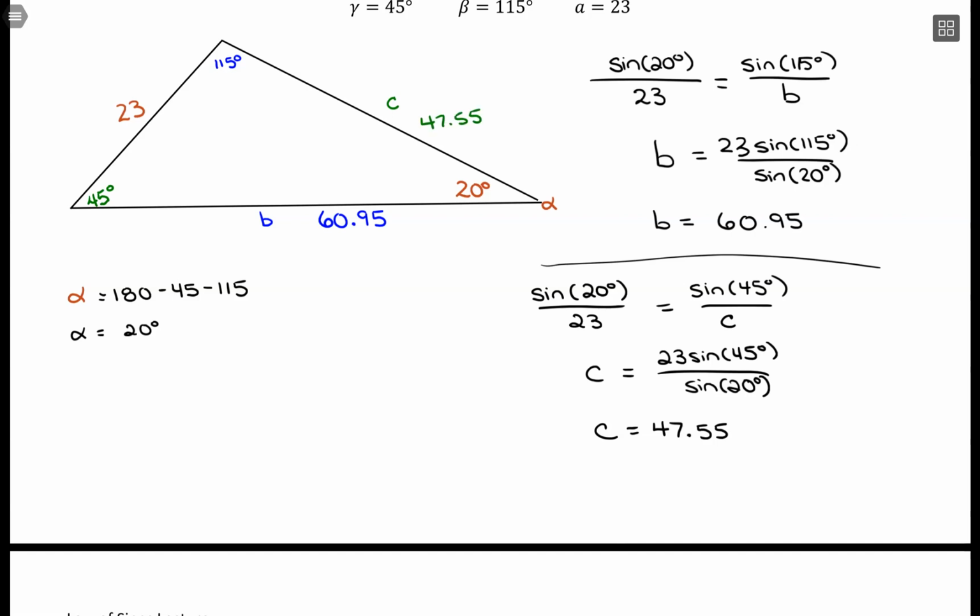47.55. I just do my little mental check. Okay, largest angle, definitely largest side. Smallest angle, smallest side. So that seems to be working. That check doesn't always work, but it at least gets me on the right track. So it could check you for any big errors, such as being in radian mode instead of degree mode. That could be your check.